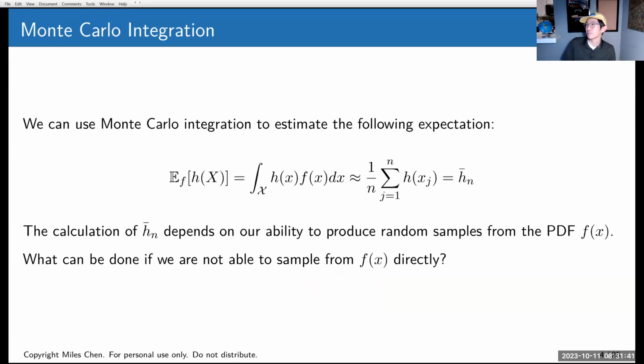Okay. We left off on Monday and we said we can do this thing, Monte Carlo integration. In Monte Carlo integration, we want to get the expected value of some function applied to a random variable, right? So we have x, this random variable. The PDF of x is f. We're able to generate values from x.